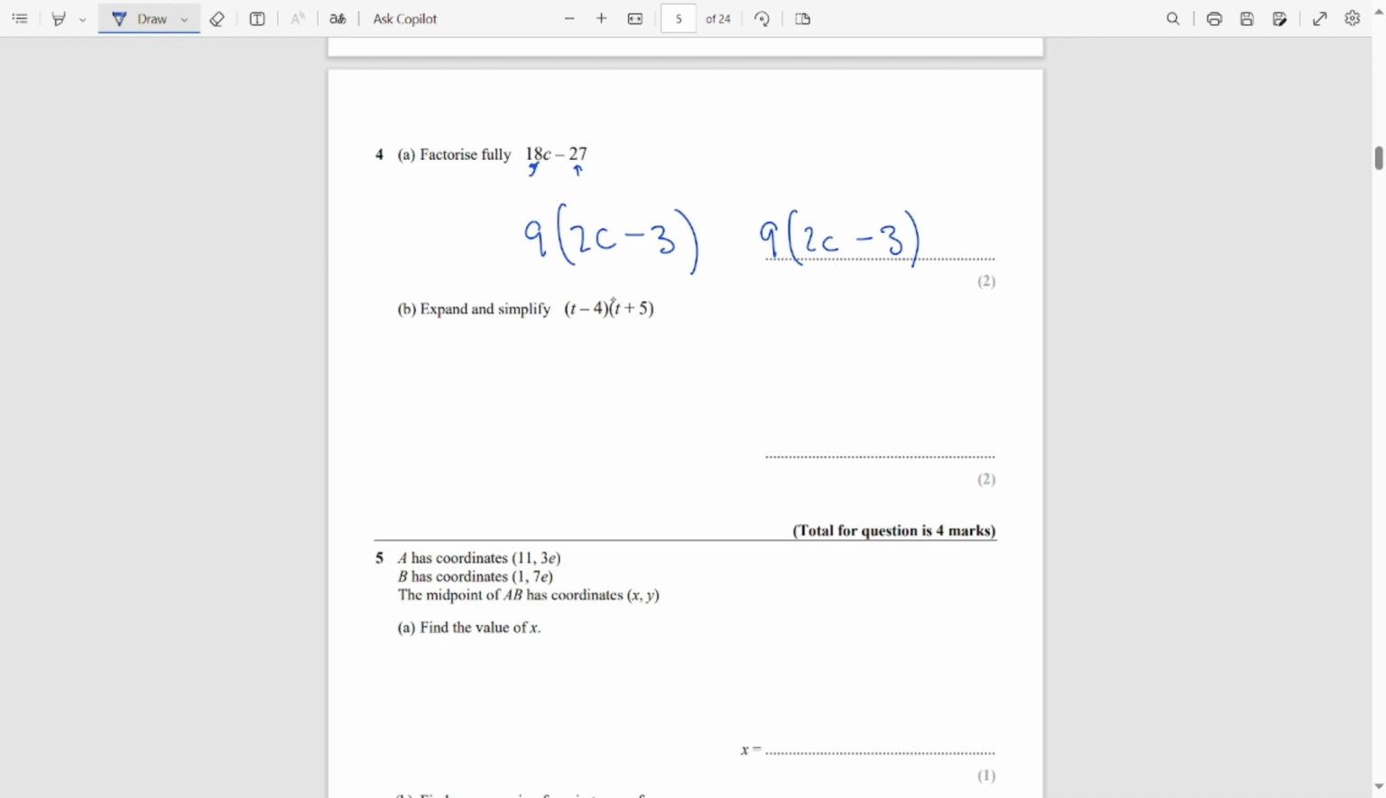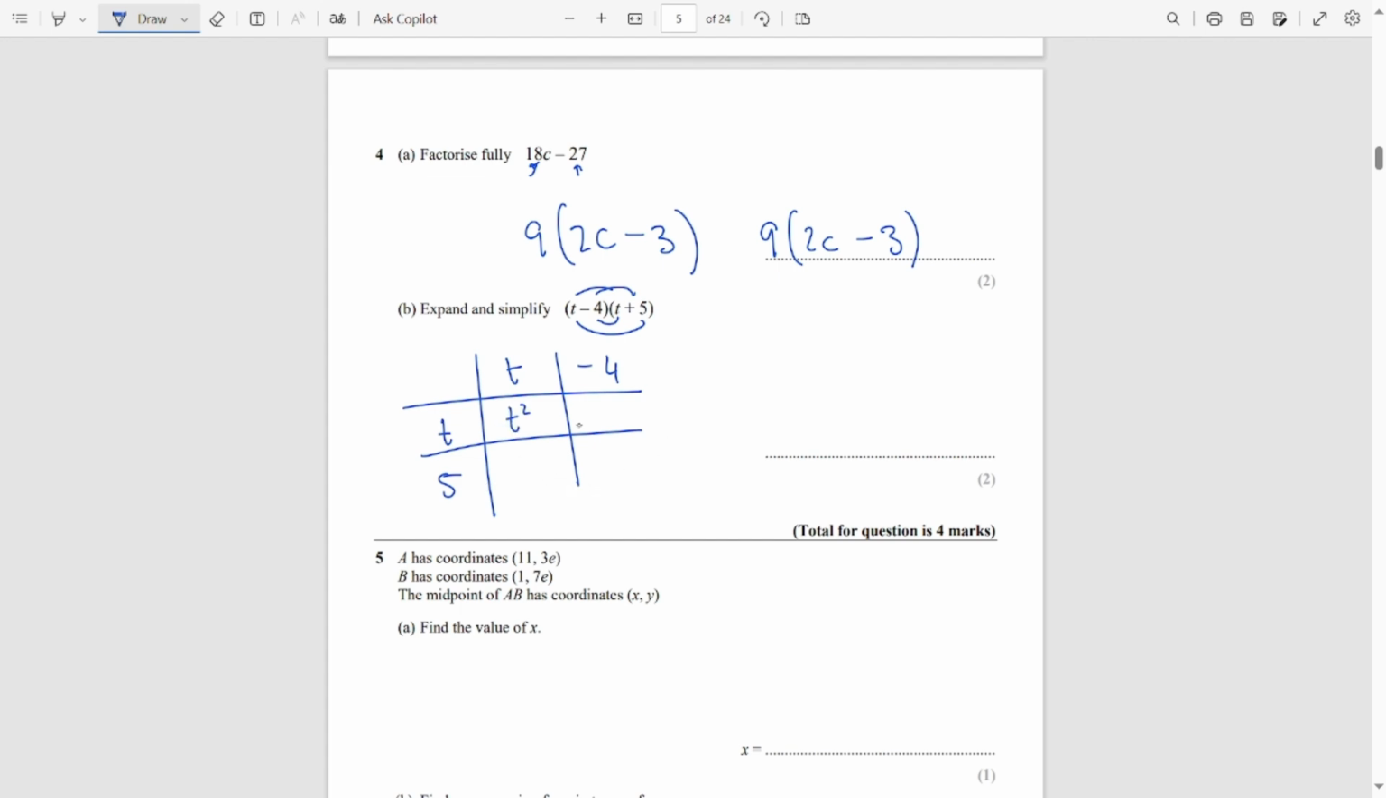Expand and simplify. So there are a few different methods you can use for expanding brackets. You could use the grid method, you could use FOIL, or you can use a smiley face. It is up to you. I think I am going to go with a grid method this time. So I'm going to put the first bracket up here, t and negative 4. The second bracket down here, t and 5. And then we multiply it into the grid.